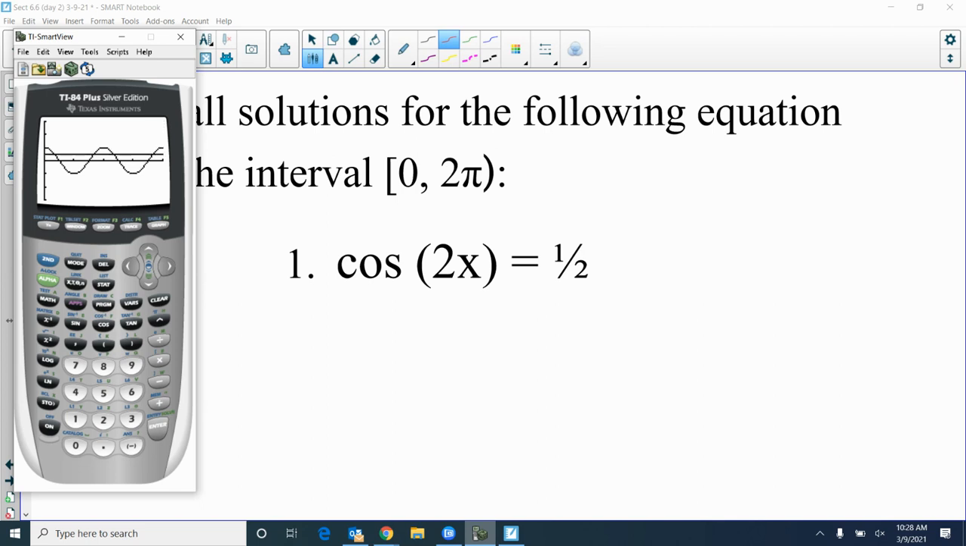You graph the first one, you graph the second. What are we looking for? What happens? Where they hit. Those are your answers. That's where they're the same. So how many times do they hit? Between 0 and 360, they hit 4 times.